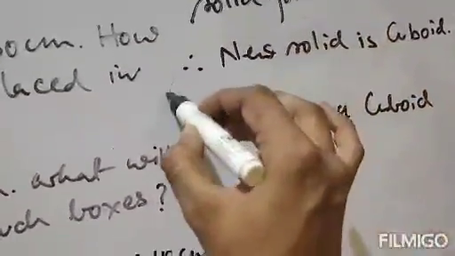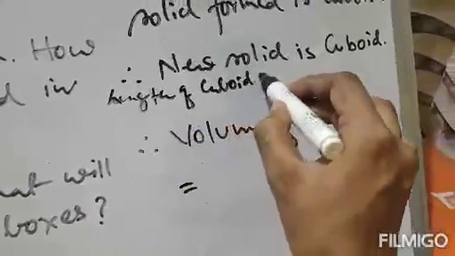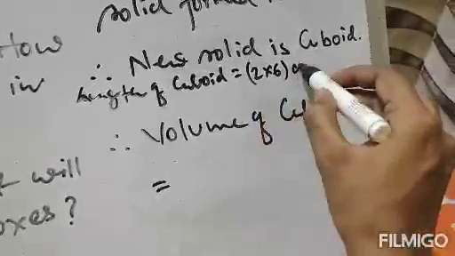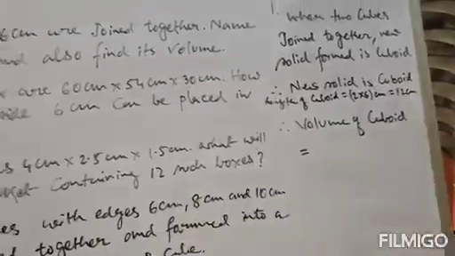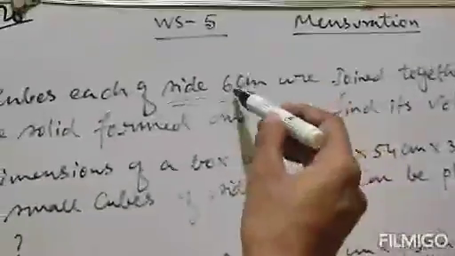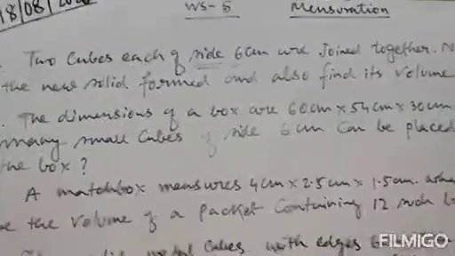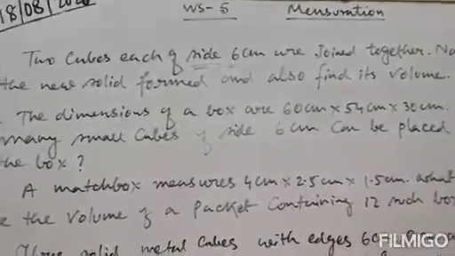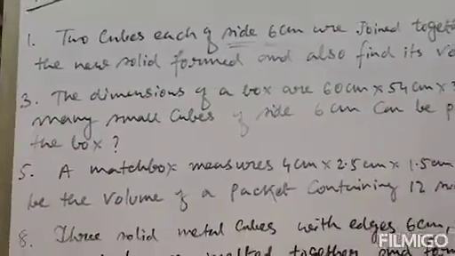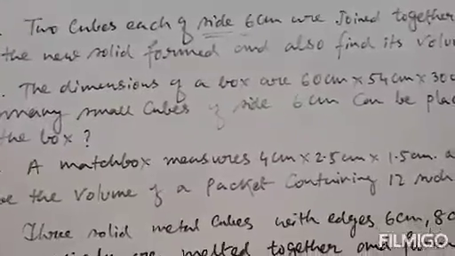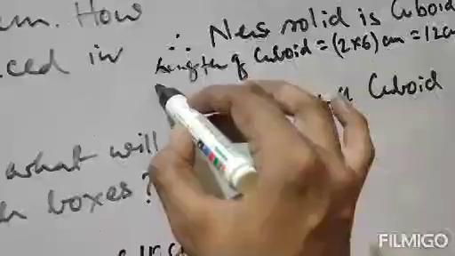So just write here, length of cuboid will be 2 into 6 centimeter, that is 12 centimeter. So only length will be changed, but breadth and height will be 6 centimeter as usual. That means when you join two cubes, they form a cuboid, and the length of the new cuboid will be twice the length of the cube, and breadth and height will be unchanged. That means breadth and height will be 6 centimeter. Clear?